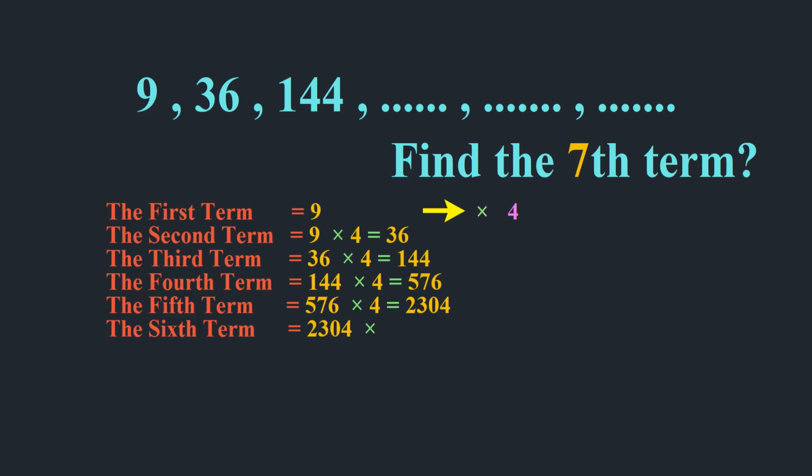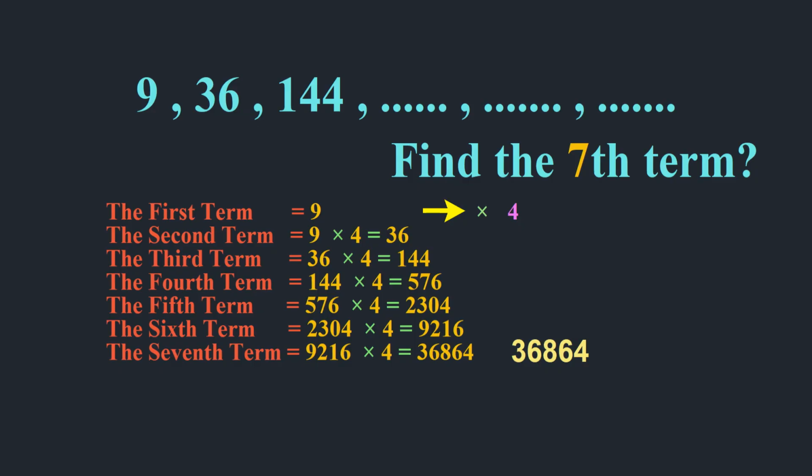2304 times 4, which equals 9216. And the seventh term is 9216 times 4, which equals 36,864. And for our problem, we want to get the seventh term, which equals 36,864. And this is the solution by using the manual method.